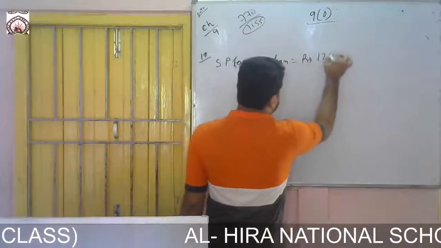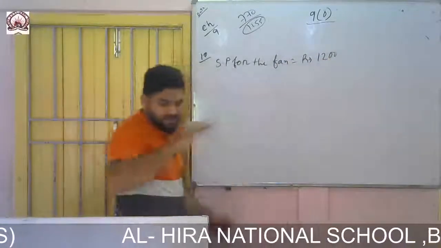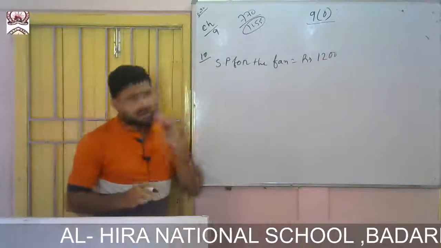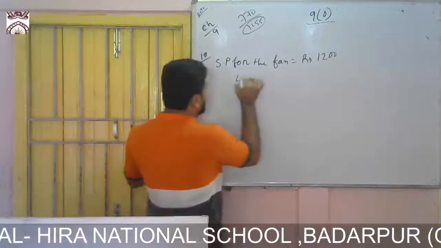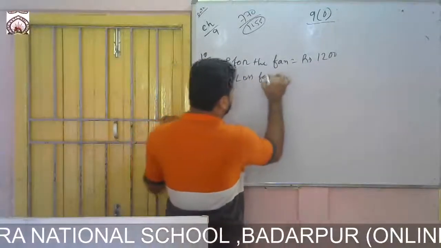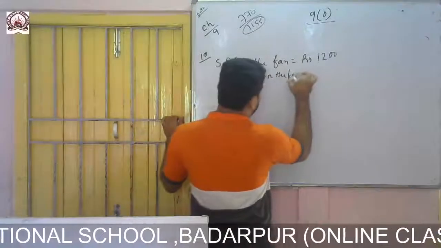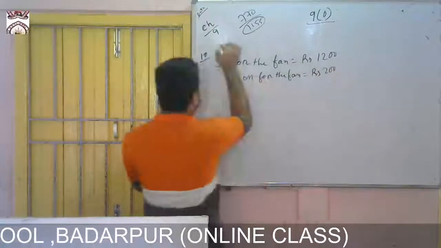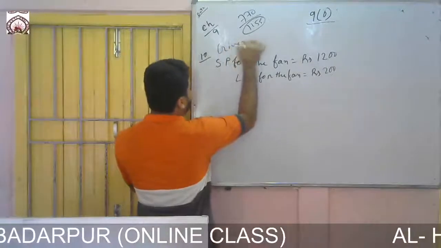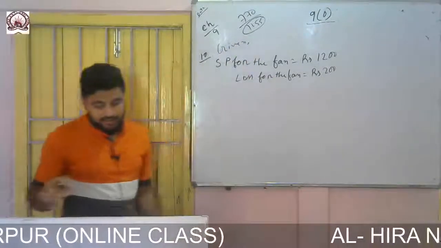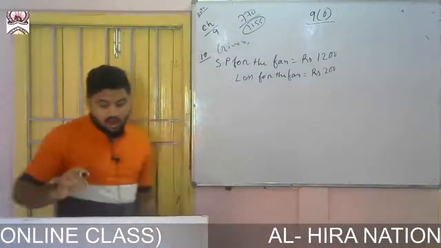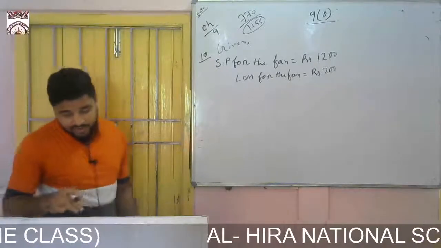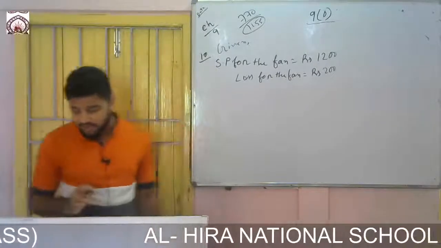Rupees 1200 is the SP for the fan. The loss is rupees 200, that is given. Now we need to find the CP first.